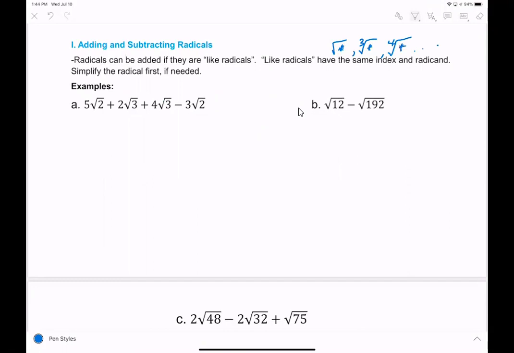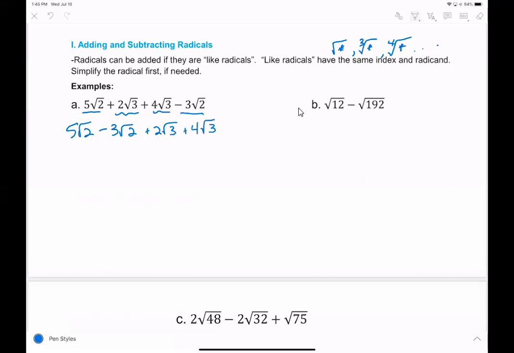So when we're adding or subtracting, we're looking to have the radicals be the same underneath. So in this first example, we're looking at all of our terms. Notice that all of the numbers are prime that are under the radical. So we can combine the 5 square root of 2 and the negative 3 square root of 2 together. And then we can combine this 2 square root of 3 and 4 square root of 3.